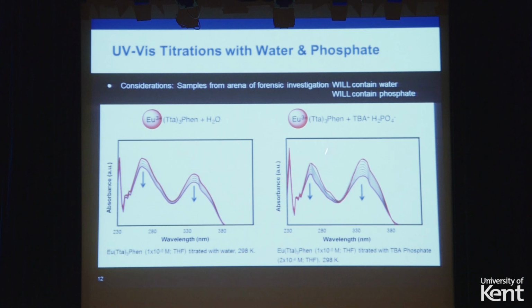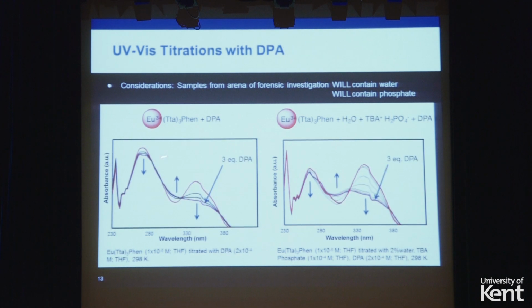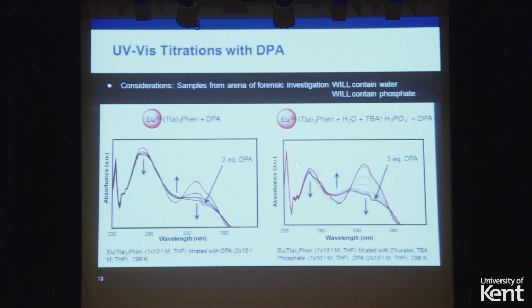We can see here that with water or with phosphate, we get a similar decrease in absorption. But as soon as we add our dipicolinic acid, we get a very dramatic change in the absorption spectrum, which is very good. It means that our material has a very specific response to the addition of dipicolinic acid. We also did the experiment in the presence of water and phosphate, and then added our DPA. And you can see, again, a very similar response, though shifted a little bit because there are more processes happening.